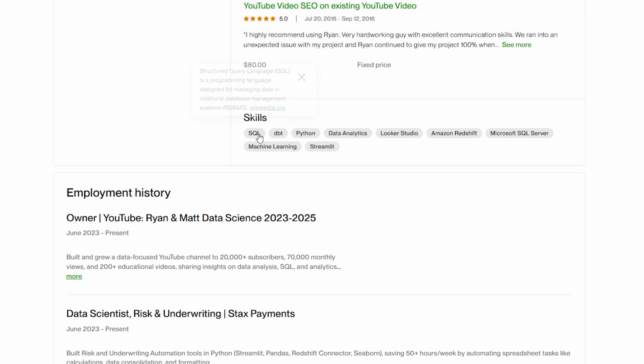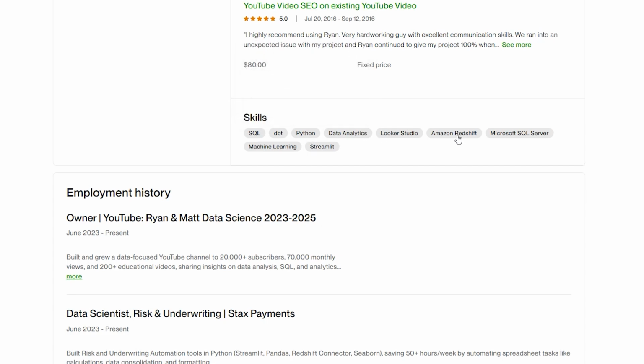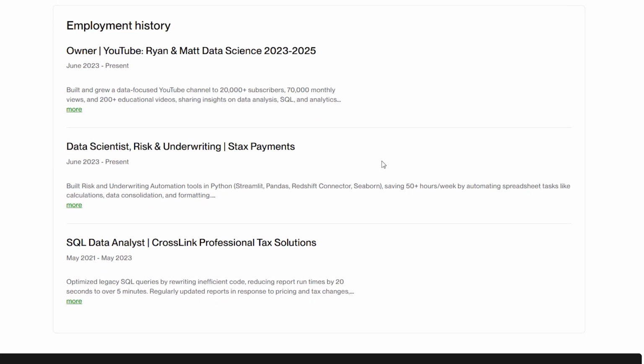So for skills, what I did is I just put SQL. I use DBT on a daily basis, Python, data analytics, Looker Studio, Amazon Redshift, Microsoft SQL, machine learning, Streamlit. One thing that wasn't in here, I didn't put in Mode. I should probably do that because I use that as well. I might put some other tools in here too, but I think this is a good starting point. And then I have my employment history over here.